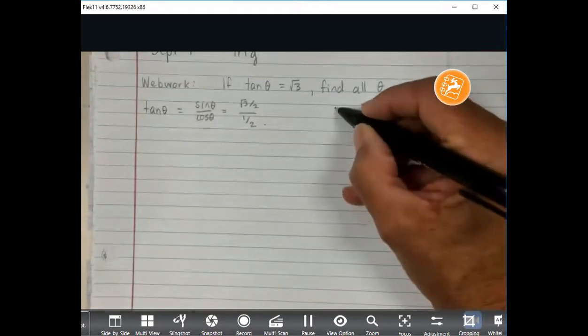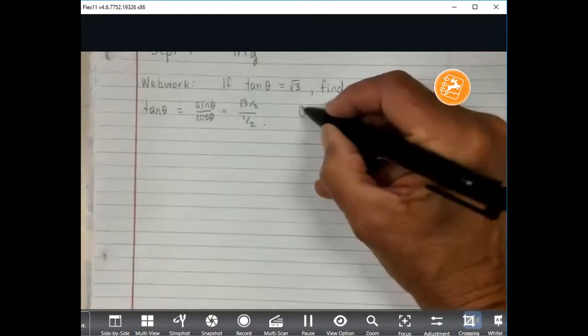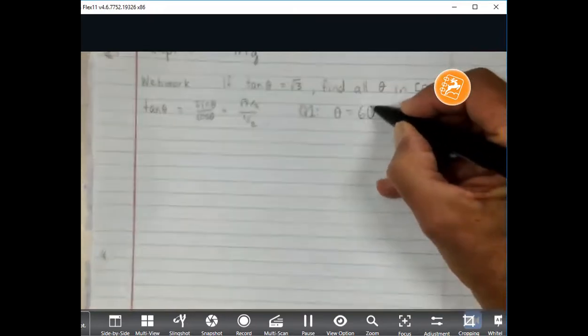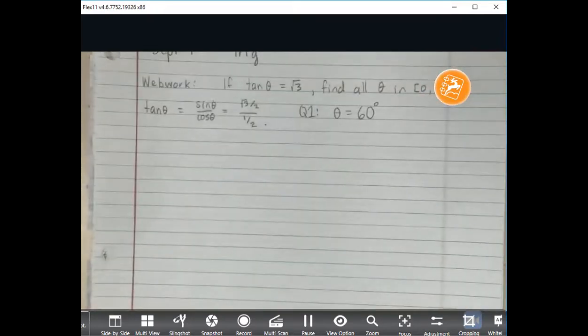So this says that in quadrant 1, theta is equal to 60 degrees. That's from memorization now. That's not something that I can let slide. You've got to get that table memorized.